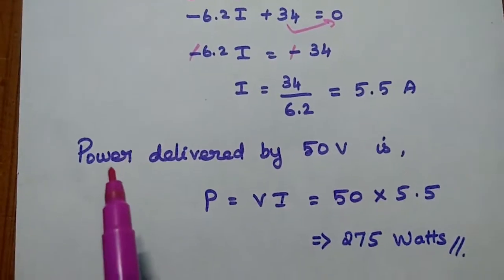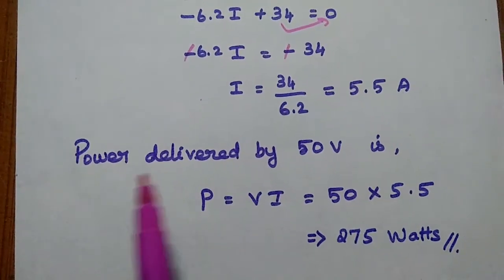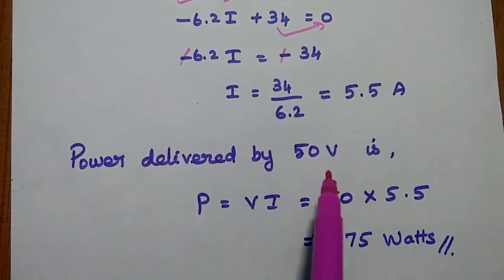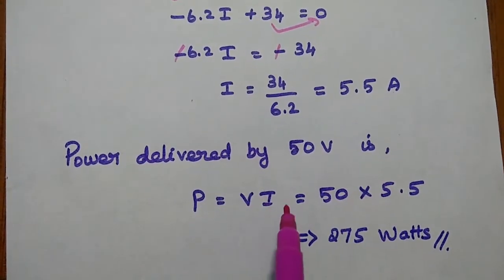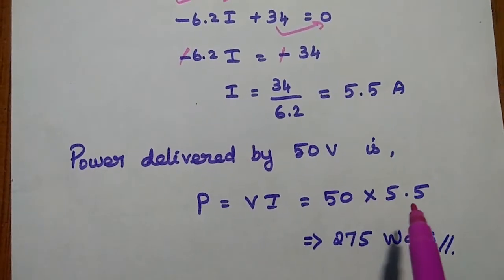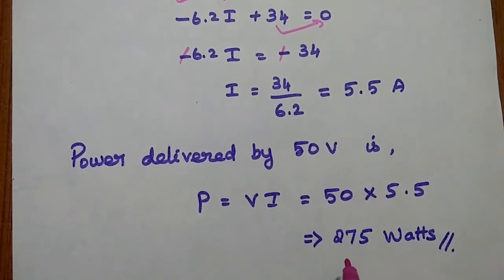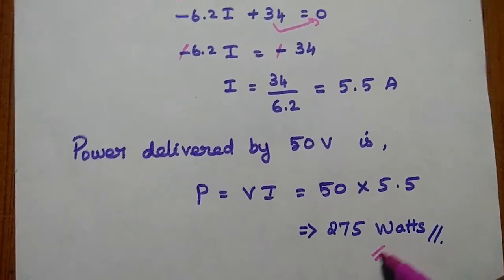So now we can easily calculate the power delivered by the 50 volt supply. So here it is equal to V into I. V is 50, I is 5.5. We can get the answer as 275 watts.